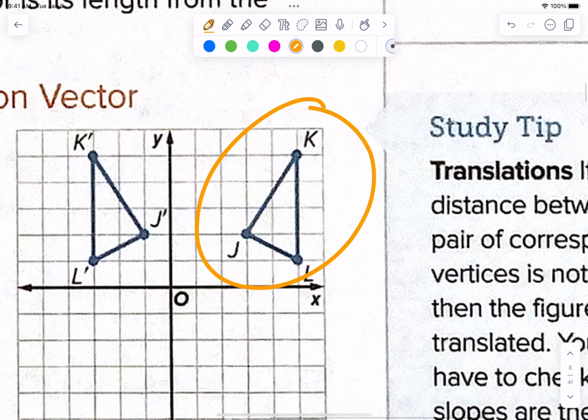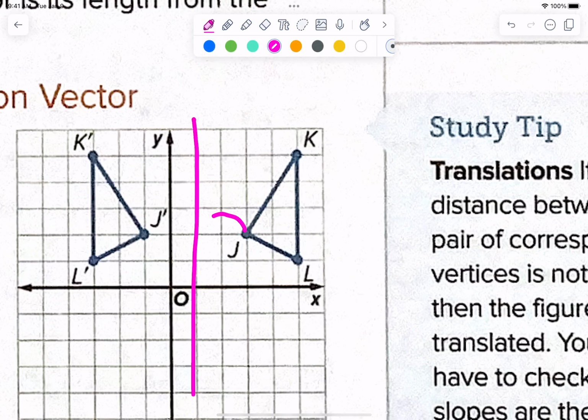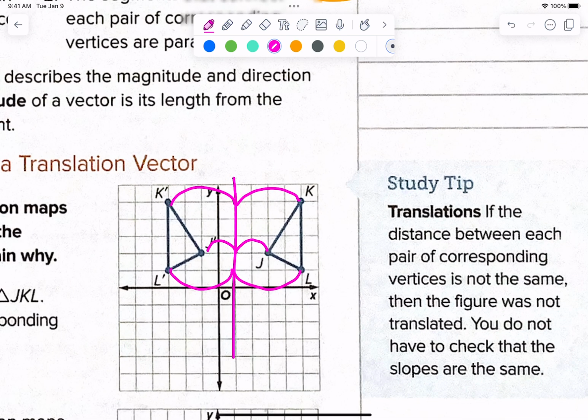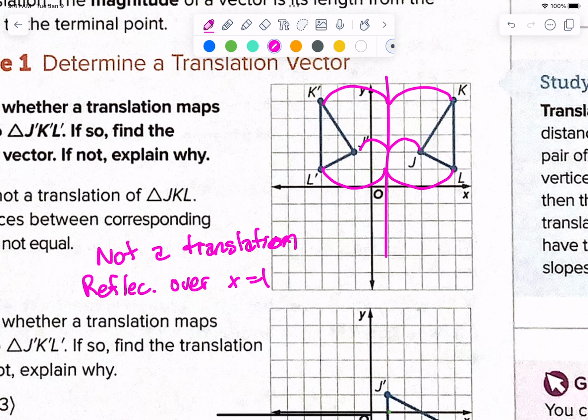My starting one is this one. Is that a translation? Have we slid it over? That's a reflection. Ethan says reflection. Where did we reflect it over? x equals 1, this line right here. This point is 2 units away, now it's 2 units away. This one's 4 units away, now it's 4 units away. So that is a reflection, yes. So, not a translation. I knew somebody was going to say that. Reflect over x equals 1. That's what it actually is. It's not a translation, it's a reflection.